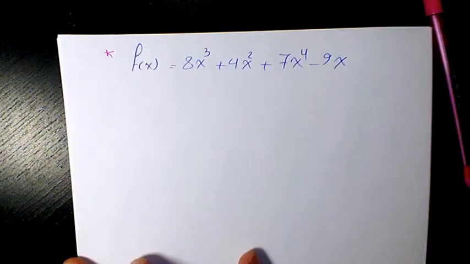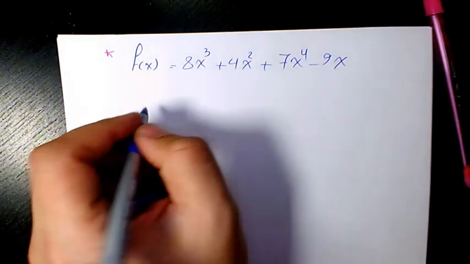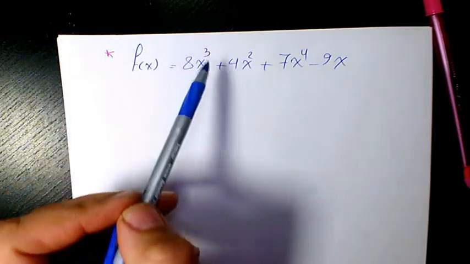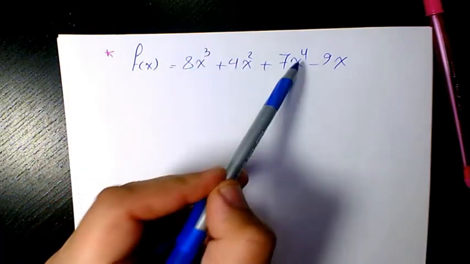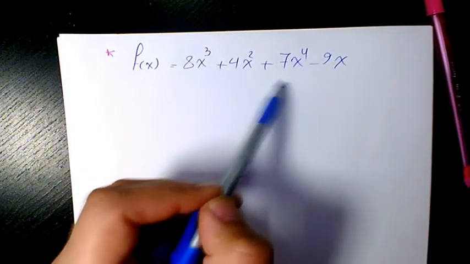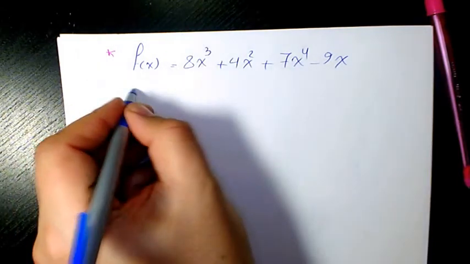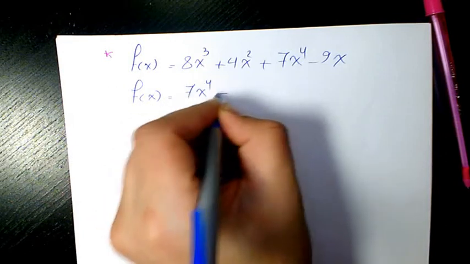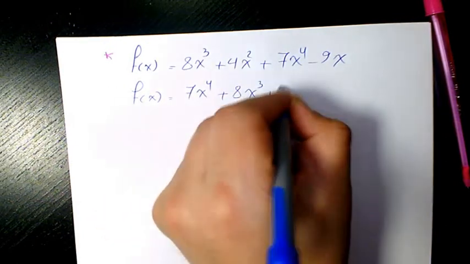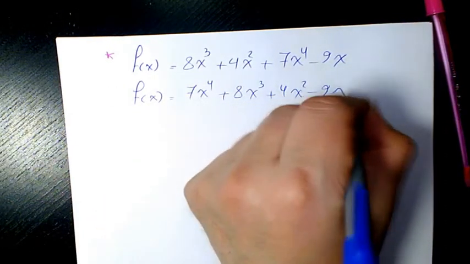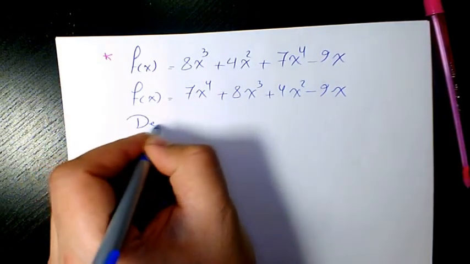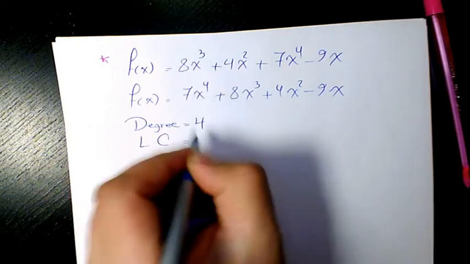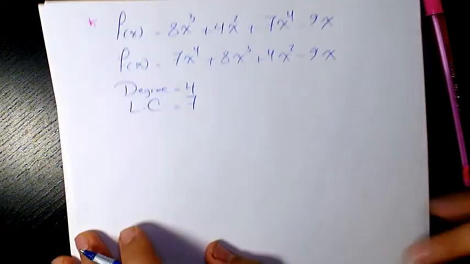Now let's see what is going to be the degree and leading coefficient of this function. So here, as you see here, we have x cubed, x squared, x to the power 4. So the largest exponent is going to be this one. So we need to rearrange it first. So 7x to the 4 plus 8x cubed plus 4x squared minus 9x. So now you can see the degree is 4 and the leading coefficient is going to be 7.